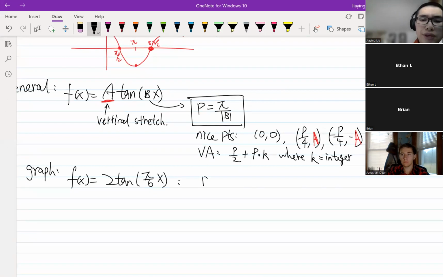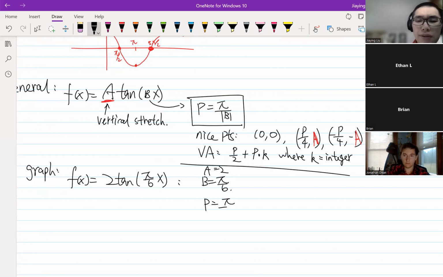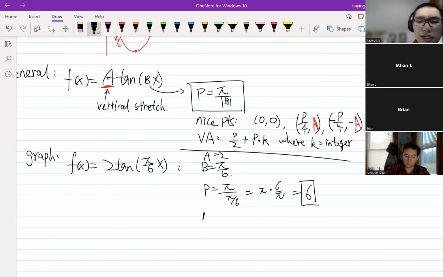So the b here is pi over 6. The a is 2. So the period is going to be pi divided by the absolute value of b. So that's pi divided by pi over 6, which is pi times 6 over pi. That's going to be 6. So that's the period.